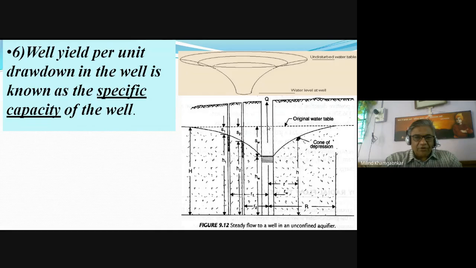Okay, drawdown we have just understood. It is the difference between the original water table and the water level in the well within the radius of influence. Any well, the main well at the center or the adjacent wells, we called it drawdown. So for a unit drawdown, that is, after the water goes down by a unit, the well yield, the water being taken out, per unit drawdown in the well is known as the specific capacity of the well.